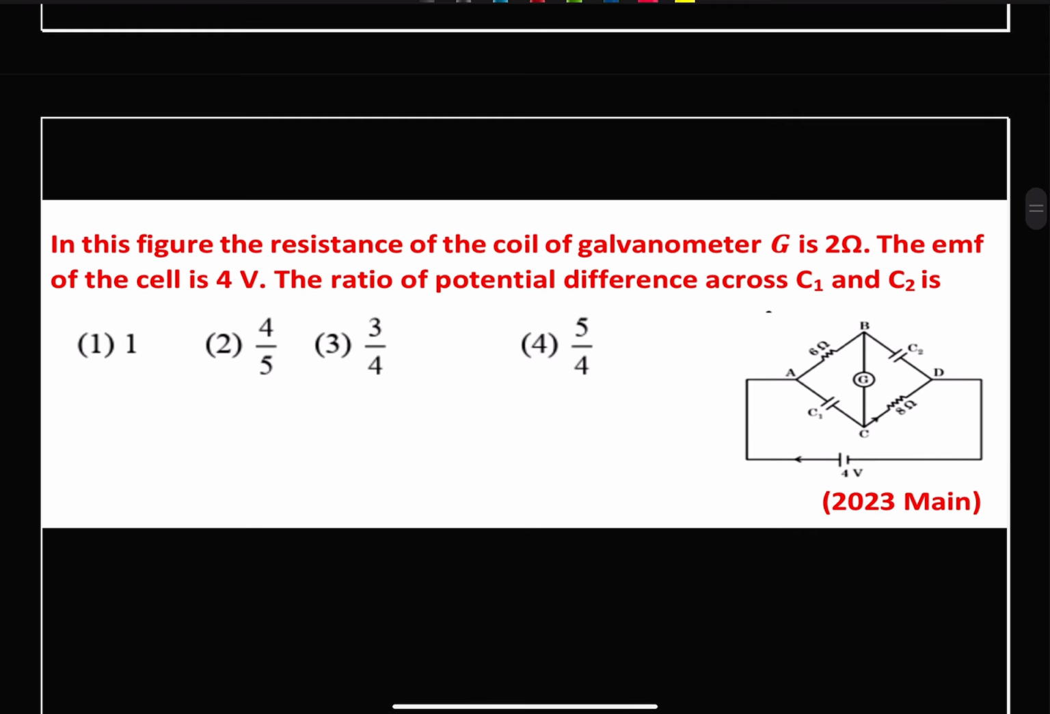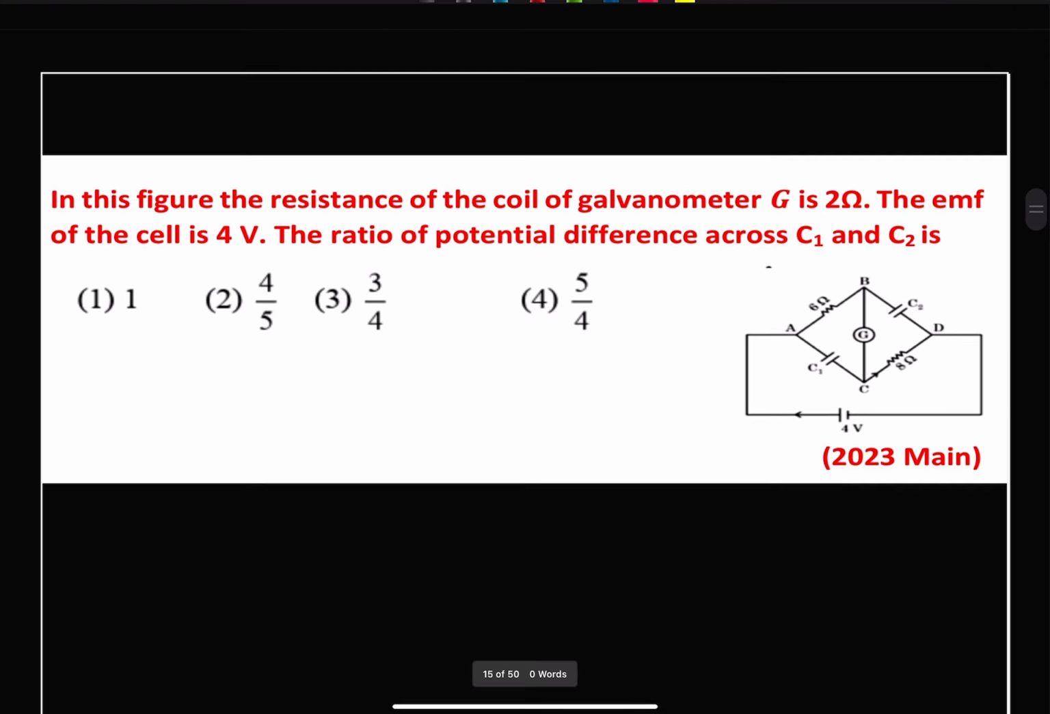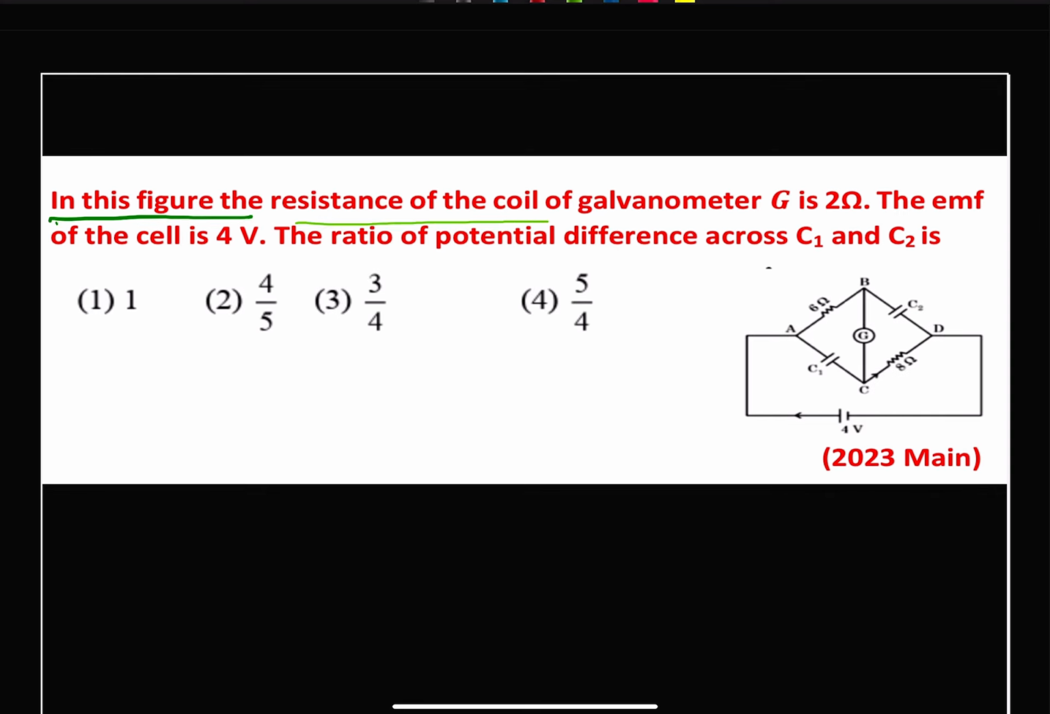We are given that in this figure, the resistance of the coil of galvanometer G is 2 ohm. The EMF of the cell is 4 volt. The ratio of the potential difference across C1 and C2 is. So basically a bridge is given to us, and we have two capacitors C1 and C2, two resistances 6 ohm and 8 ohm, and a galvanometer whose internal resistance is given as 2 ohm.